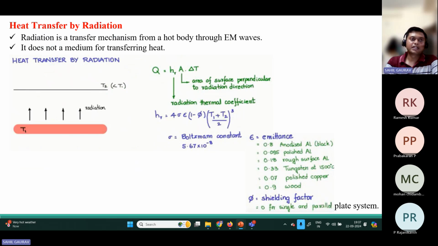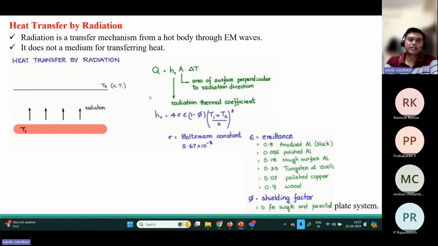Now coming to the next part, that is heat transfer by radiation. We have seen conduction, and then convection, that is transfer of heat through fluid, and now we are going to see radiation. Radiation is the transfer mechanism from the hot body through electromagnetic waves, so it does not require a medium. Whatever energy we get from the sun comes from radiation. From there you can visualize the concept of radiation. So it does not require a medium for transferring heat.